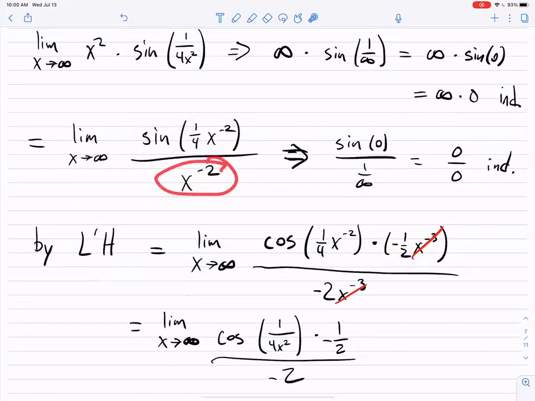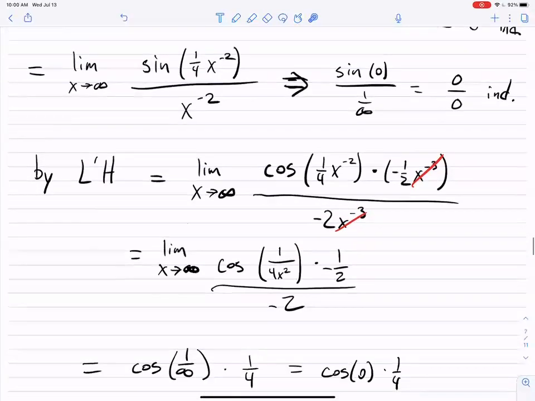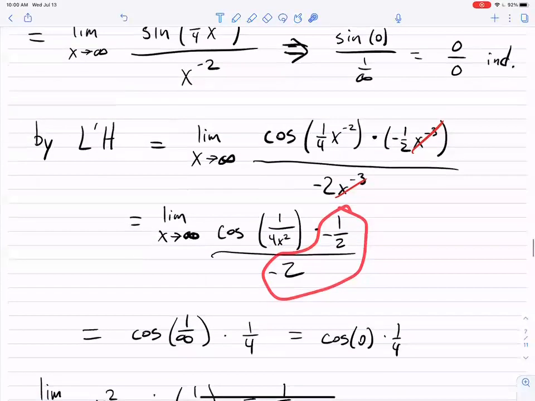The derivative of this guy is just -2 x to the minus 3. And so we have an x to the minus 3 here and x to the minus 3 here, and they cancel. And so that's really nice. And then we get the limit as x goes to infinity of cosine of 1 over 4x squared. So just bring the x to the minus 2 down here. And then times -1/2 over -2. Well, those guys just simplify to become 1/4.